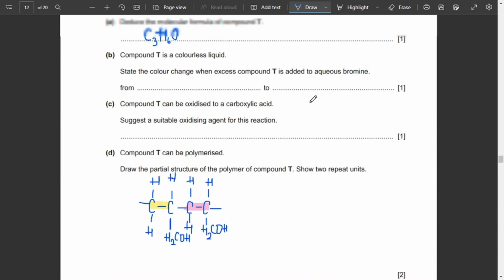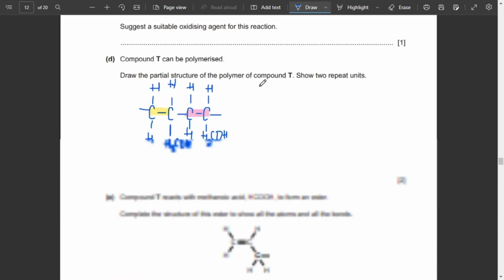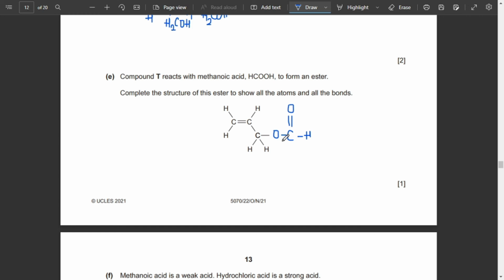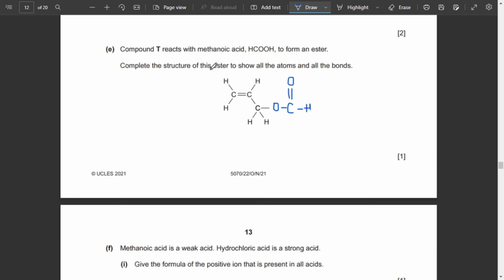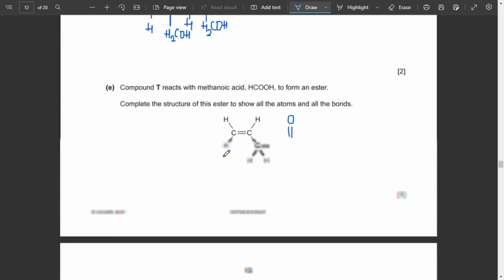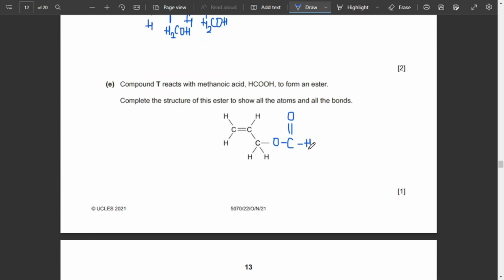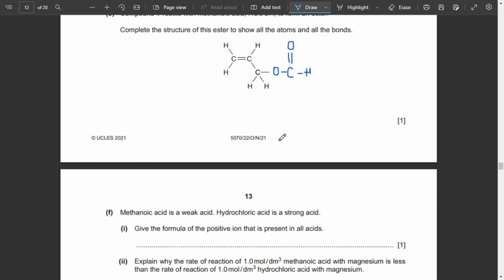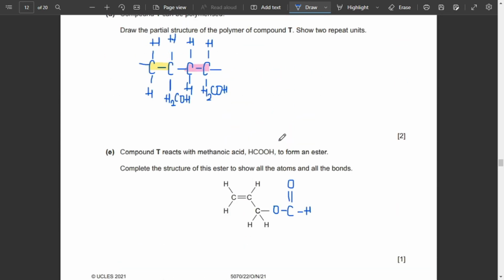What I was just saying right now was that this part is from the organic compound, and this one is from methanoic acid, and they're forming an ester. As we can see over here, now an ester bond is formed since it has reacted with methanoic acid. It's pretty simple, and this is how it will be done.